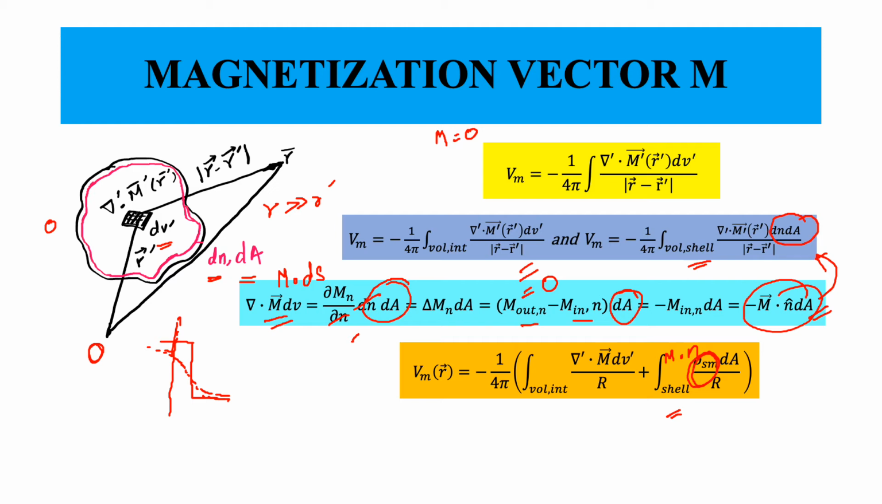So you have actually obtained the equivalent surface charge density, which is M dot n, and the volume charge density, minus del dot M. This is the volume charge density, and this is the surface charge density. The minus sign is accounted for by the divergence in this one.